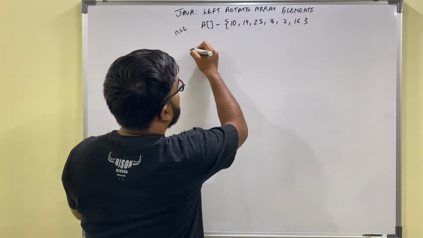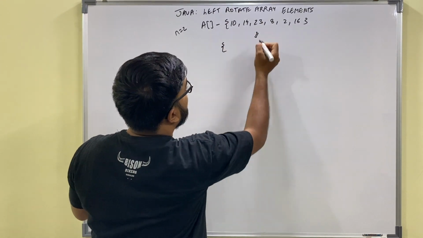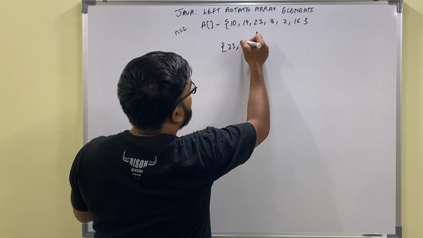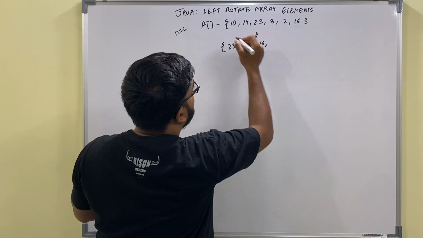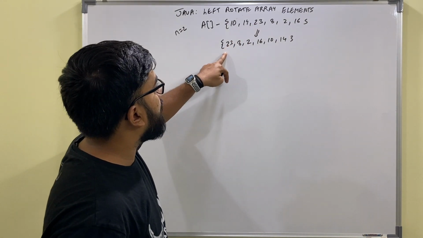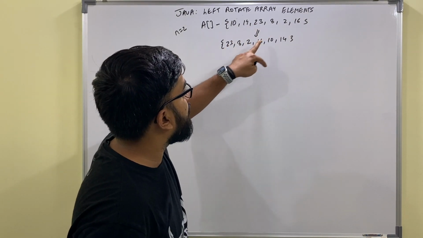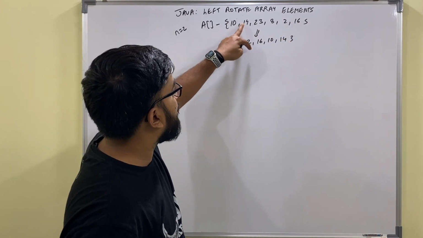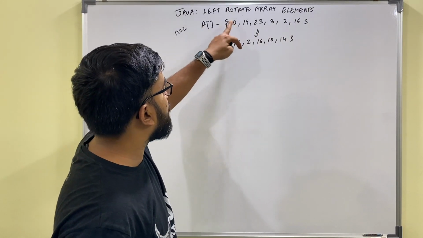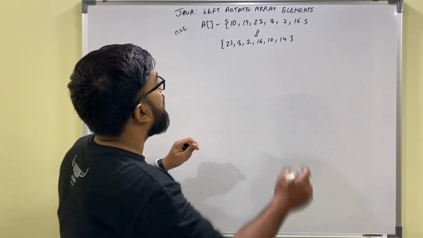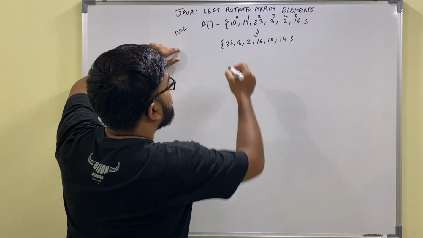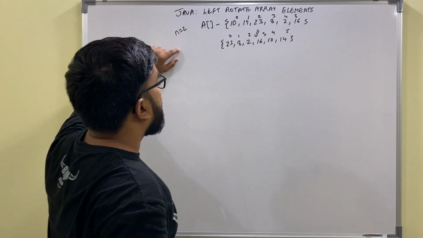So this array is supposed to become 8, 2, 16, 10 and 14. 23 is shifted left by 2, 8 is shifted left by 2, 2 is shifted left by 2, 16 is shifted left by 2, 14 is also shifted left by 2, but since it goes out of the boundary, it goes to the other side, and 10 is also shifted left by 2, so it comes here. So for indices 0, 1, 2, 3, 4, 5, the indices in this are 0, 1, 2.